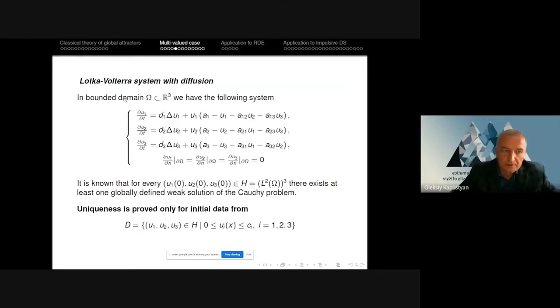The next example is multidimensional systems like the Lotka-Volterra system with diffusion. For example, in a bounded domain, here is just a polynomial right-hand part, but it's known that for every initial data U0 from the phase space H, there exists at least one globally defined weak solution, no problem. But uniqueness is proved only for initial data from a very small invariant region. The constants are small numbers, in fact.